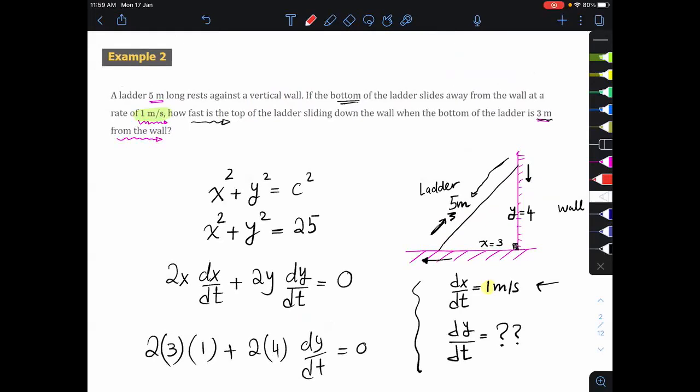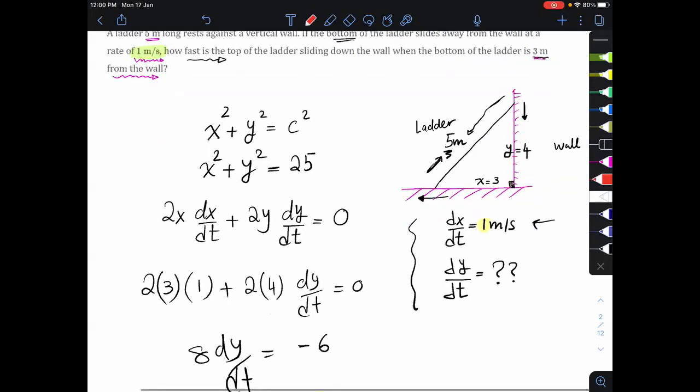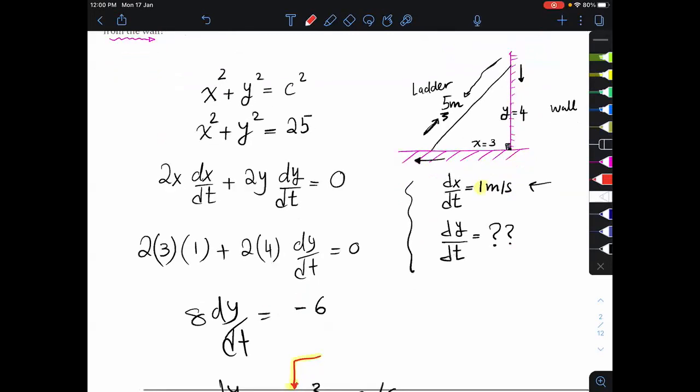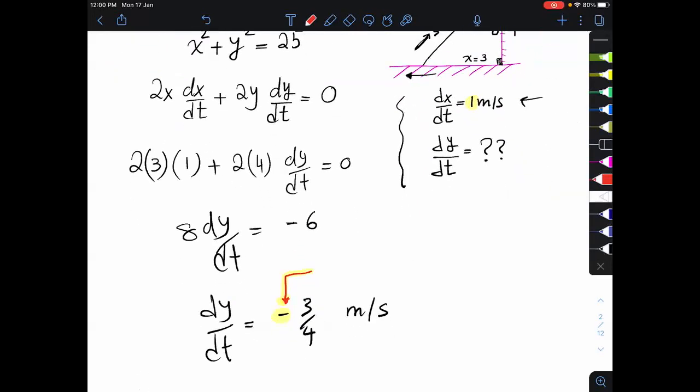Any question here? I wrote negative 6 over 8, or negative 3 over 4 meters per second. Meters per second, yes, not area.